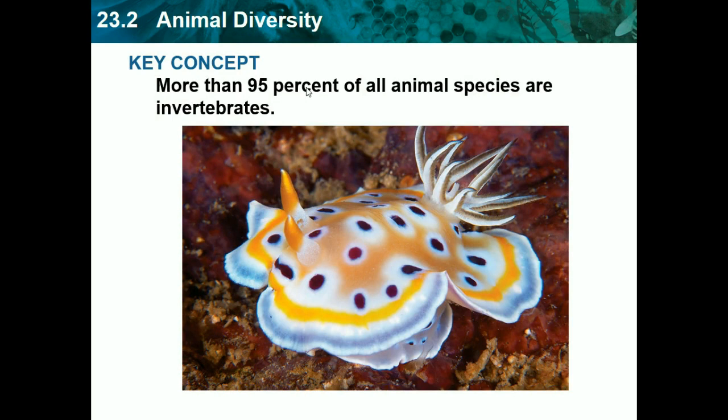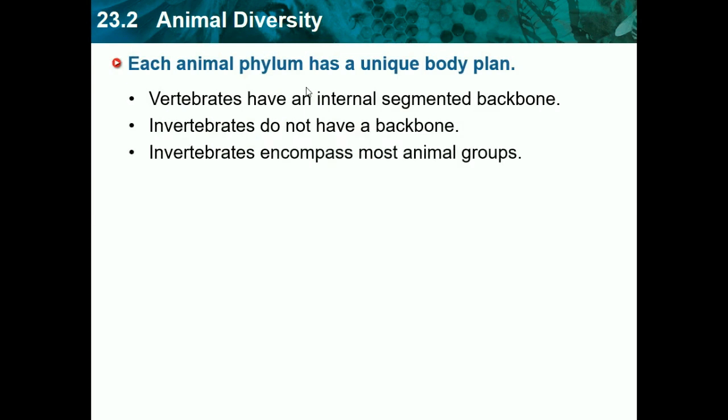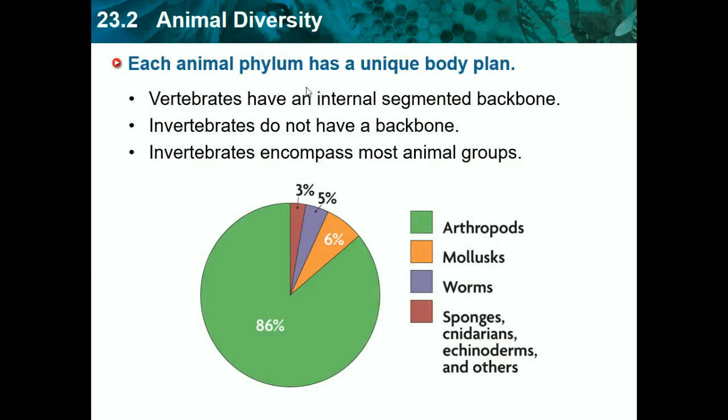So 23.2, which is animal diversity. More than 95% of all animal species are invertebrates. That's a lot. Each animal phylum has a unique body plan. Vertebrates have an internal segmented backbone. Invertebrates do not have a backbone. Invertebrates encompass most animal groups.